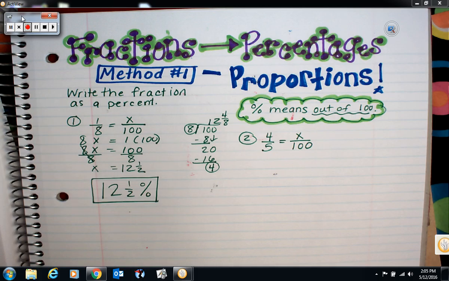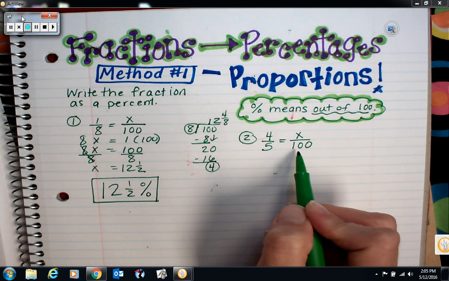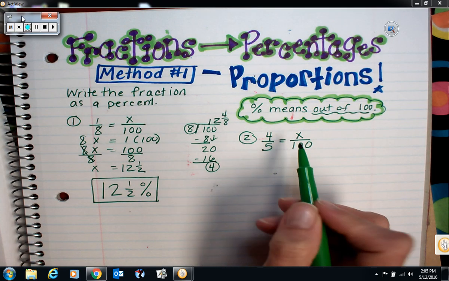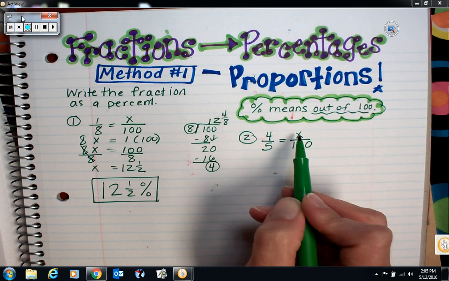So there's a couple of ways I can solve this proportion. We've been working really hard in class on cross products. So we're going to use a cross product equation. However, I know that these work as equivalent fractions, and 5 goes into 100 20 times, so I can make a prediction that 5 times 20 is 100, so 4 times 20 would be 80.